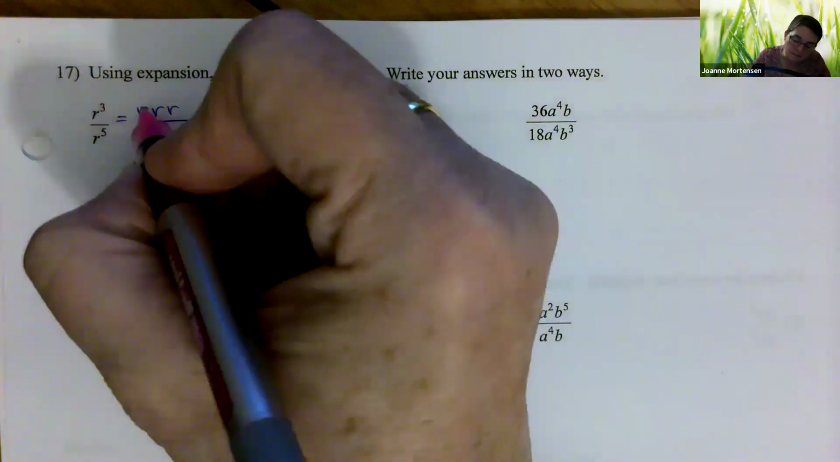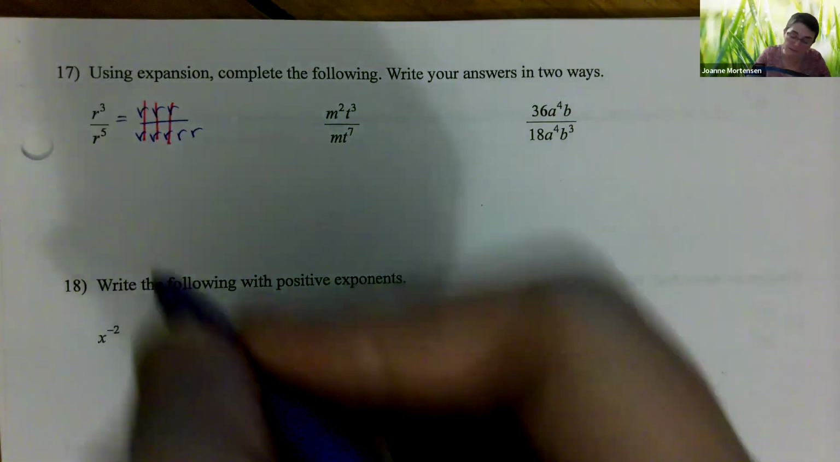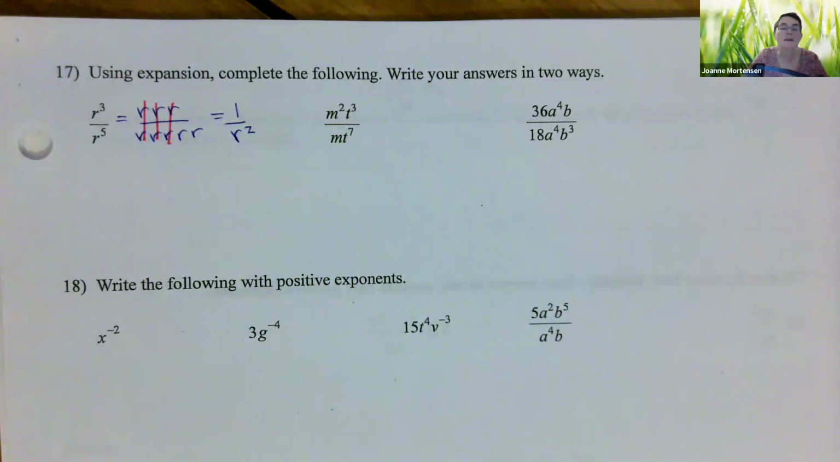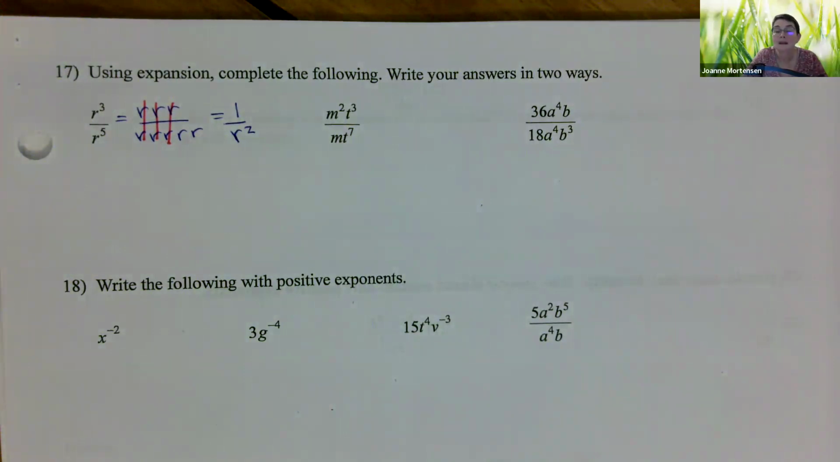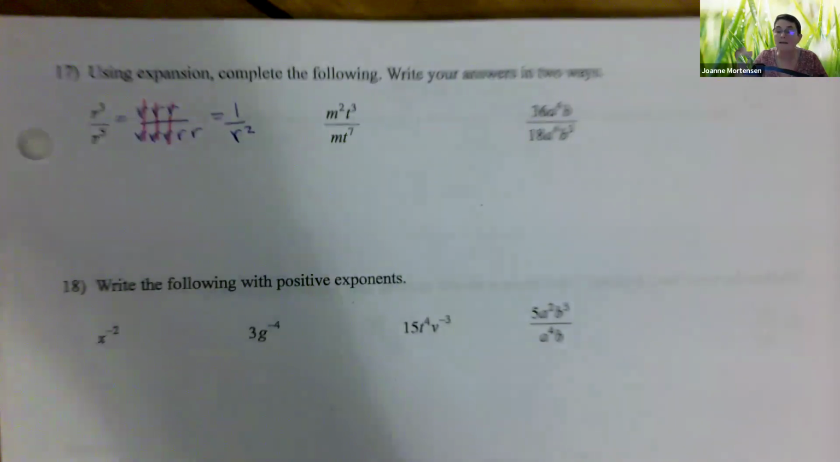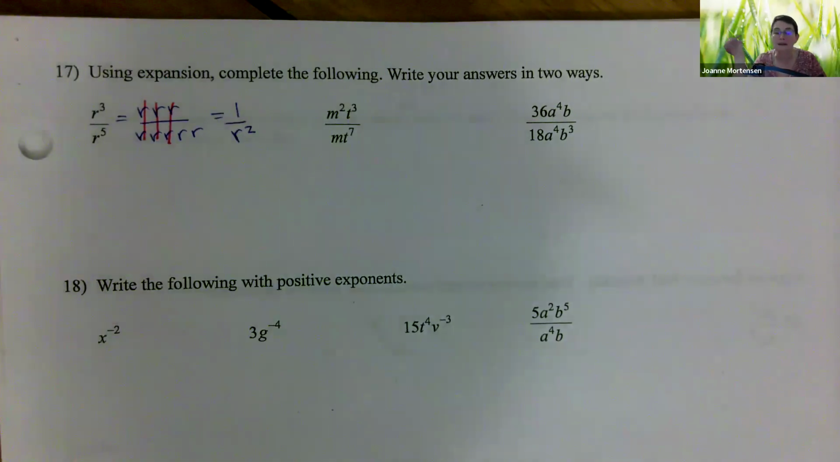So one thing I can do is I can just happily cancel. And if I do that, now this is important, please be paying attention. My answer is 1 over r squared, because there's more r's on the bottom. If everything cancels out on the top, you get a 1, right? This is not the same as r squared on the top. So I don't even want to write that anywhere. If there's more on the bottom, then you put 1 on top, and there we go.